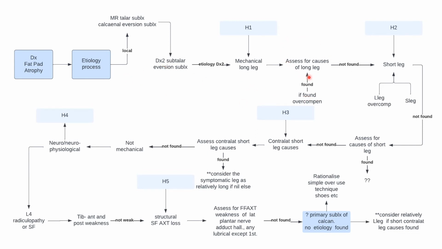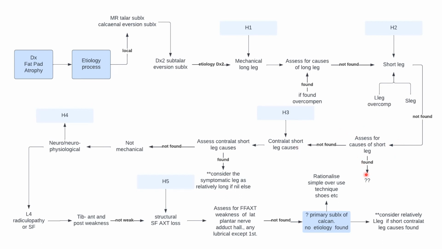If we didn't find a cause for the long leg, then what we may actually have is a short leg. Now we know that the short leg is likely to be there because of the evergent subluxation. But as we've got no causes for the long leg, that is not a compensation for a long leg because we couldn't find any causes for it. So our H2 now is that the leg was actually short. So it could either be a long leg overcompensating, which seems unlikely given that we don't have any other causes, or it could actually be a short leg. So we will basically look for causes of a short leg and can't find it.